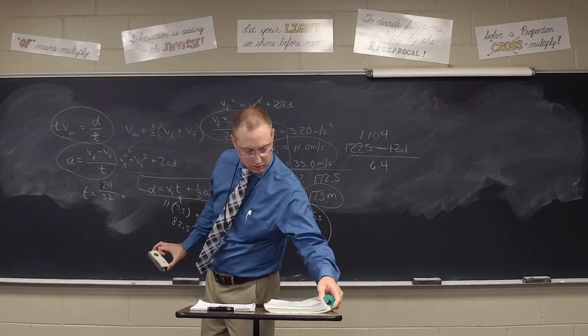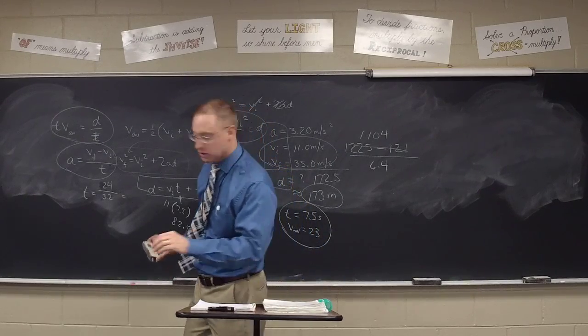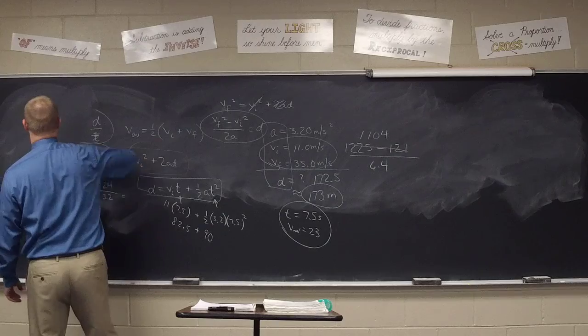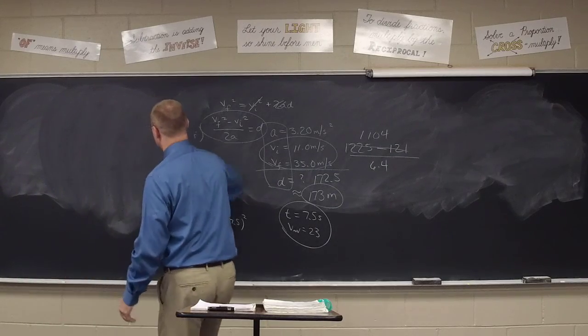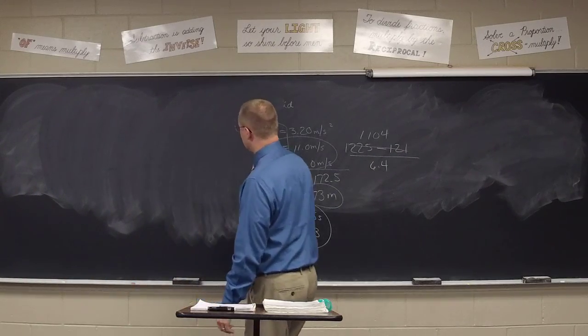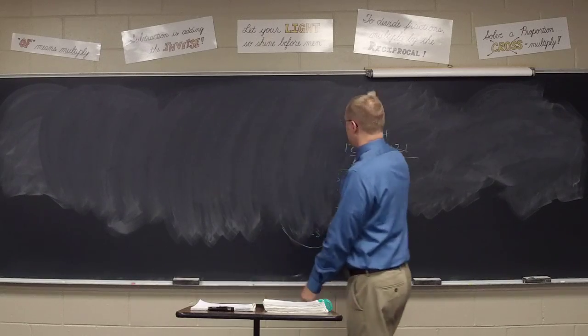How far will a bird fly if it accelerates at 2.4 meters per second squared from an initial velocity of 6 meters per second to a final velocity of 18 meters per second?